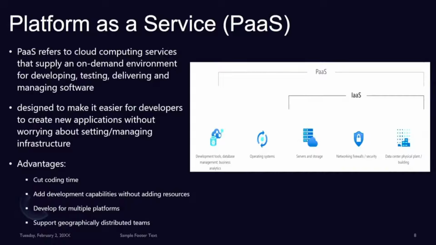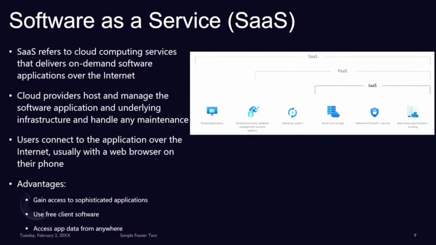Then it supports geographically distributed teams because it is available on the internet, and our team can be geographically dispersed. Then third is called software as a service. SaaS refers to the cloud computing service that delivers on-demand software applications over the internet. Now, the entire software application will be delivered over the internet.